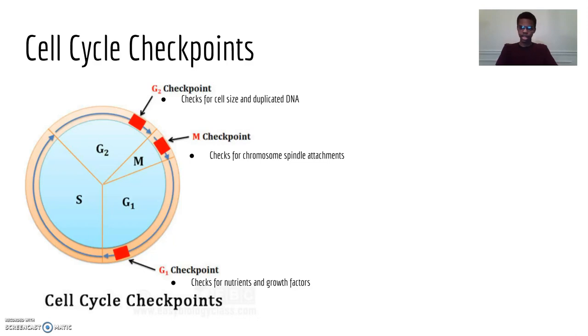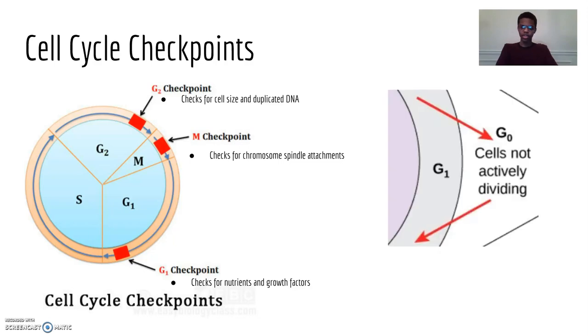So if at any point a cell fails one of these checkpoints, it's going to go into the G0 phase, which is the cell not actively dividing. And it won't divide until it is fit. Once it becomes fit to divide again, it can move back into the cell cycle.